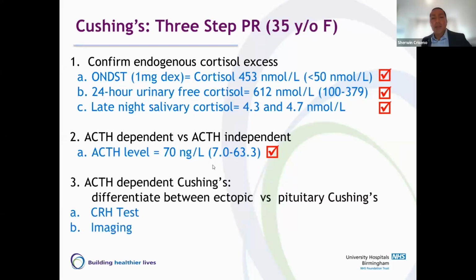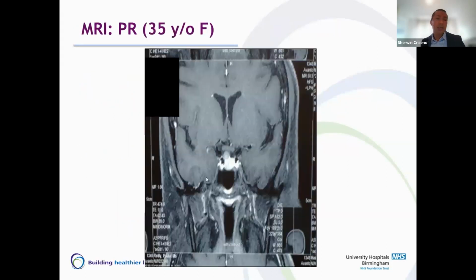The third step is, is it coming from the pituitary or is it ectopic? And again, there are different tests that we can do. A CRH test is one of them, and IPSS is another test, which we don't have time to discuss in this session. The CRH itself shows a good dynamic response, confirming that the patient has an ACTH-dependent pituitary Cushing's. And to confirm that further, the patient has a pituitary MRI, and that confirms the pituitary lesion in your patient.